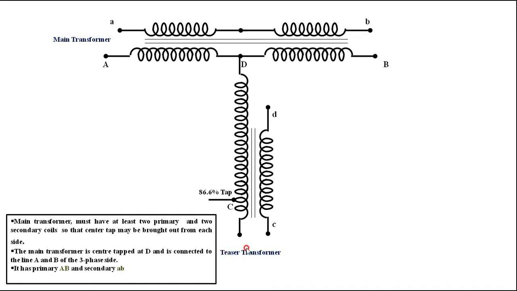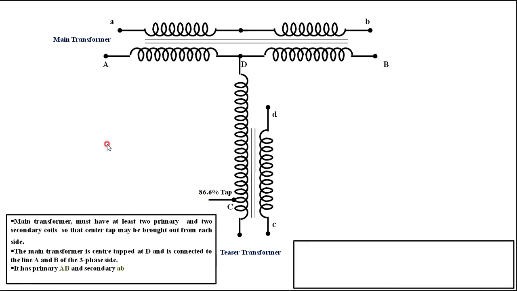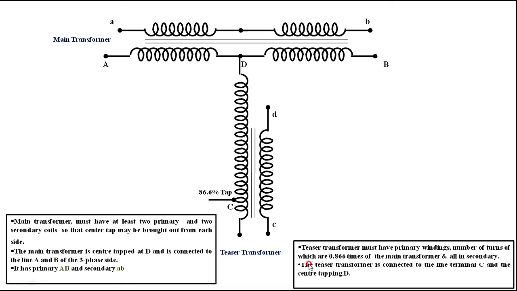Now this is called the teaser transformer. We have three points here for the primary, that is A, B and C. Here we are giving the supply. The points regarding the teaser transformer are: the teaser transformer must have primary windings whose number of turns is 0.866 times that of the main transformer, and the full number of turns on the secondary side. There is no tapping on the secondary side.